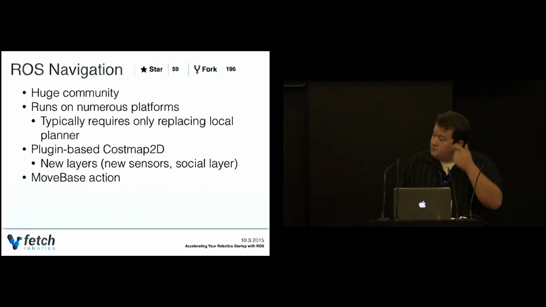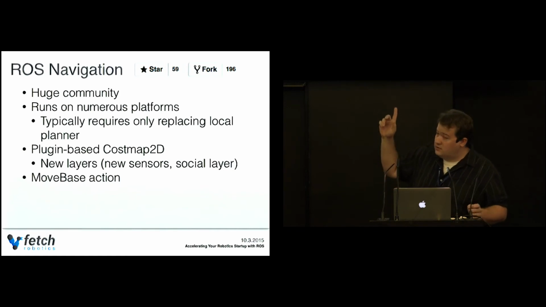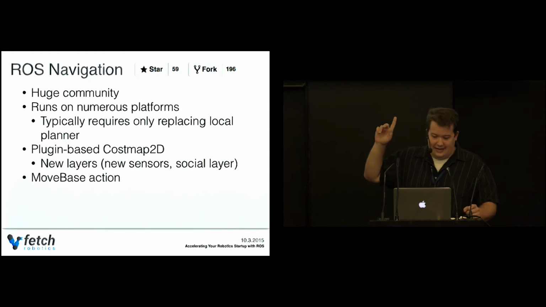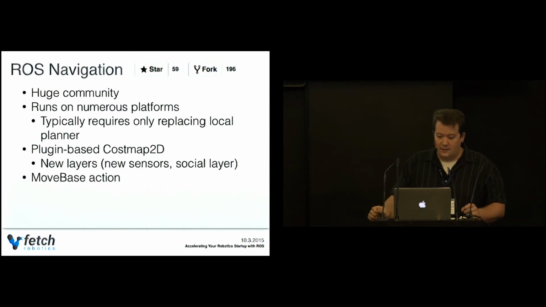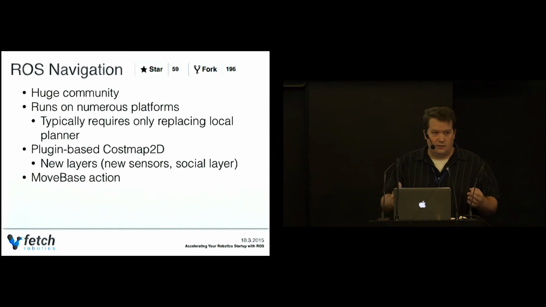One is ROS Navigation. The image up in the corner is basically straight off GitHub, and I think this is a couple months old now, but 59 stars and almost 200 forks. I'm sure we're probably over 200 at this point. So that's a really big community around that project. It runs on numerous platforms. It started on the PR2, and it runs on all sorts of robots at Clearpath, at Fetch. Probably everybody in the room has interacted maybe with a TurtleBot along the way or something else.